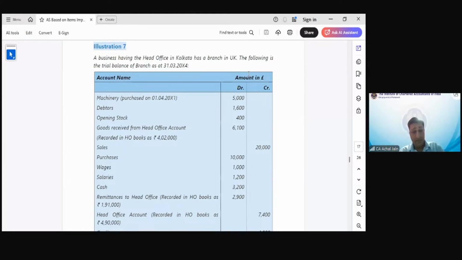Sir, we are recording at different rates, like assets and liabilities at closing rate and P&L items at average rate. So Anil, you are talking about non-integral foreign operation, is it? Yes, sir. How will this impact the financial position of a particular company, because shareholders are very much unaware.